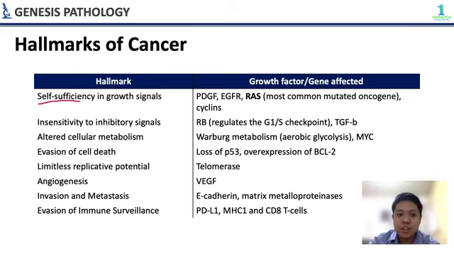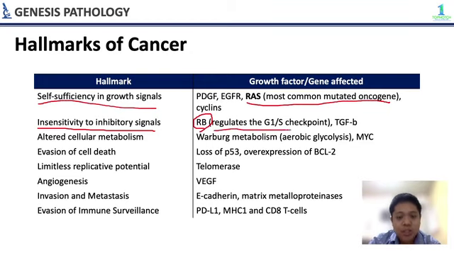So, first is self-sufficiency in growth signals. So, meron silang growth signals that are mutated para maging palagi silang activated. Kaya grow sila ng grow, multiply sila ng multiply. An example is the RAS, the most commonly mutated oncogene. And then you also have insensitivity to inhibitory signals. So for example, yung RB, yung responsible for retinoblastoma, it regulates the G1/S checkpoint, so growth/synthesis checkpoint. So kapag mutated to, hindi nagsistop yung cell dito sa G1/S. Go lang siya ng go, synthesize lang siya ng synthesize.